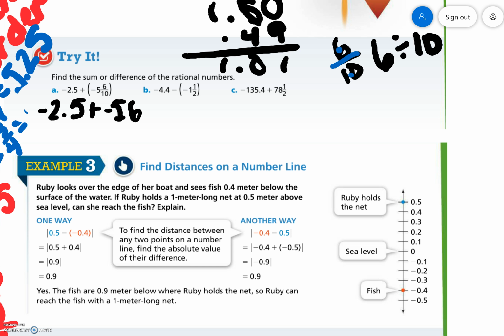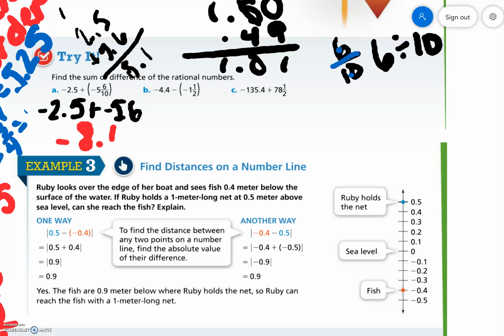So now I got two negative numbers adding together, I know my answer is going to be negative. So to figure out, I'm going back 2.5 and back 5 and 6/10 more, so I'm actually going to add 2.5 plus 5.6. 5 plus 6 is 11. 5, 6, 7, 8. So it's going to be 8.1, but remember we said our answer is going to be negative. So it's negative 8.1.